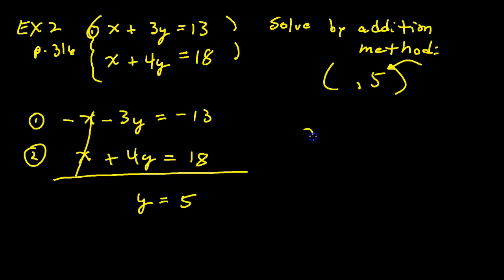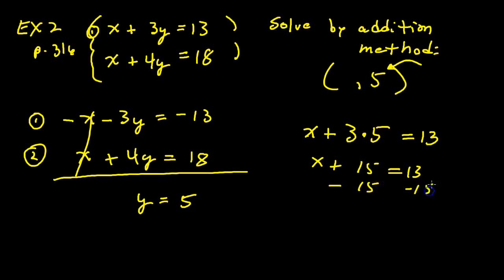All right, so let me pick the first equation. I'll plug in y equals 5. So x plus 3 times y, 5 in other words. x plus 3 times 5 equals 13. x plus 15 equals 13. Subtracting 15 from both sides, I'll get x equals minus 2.